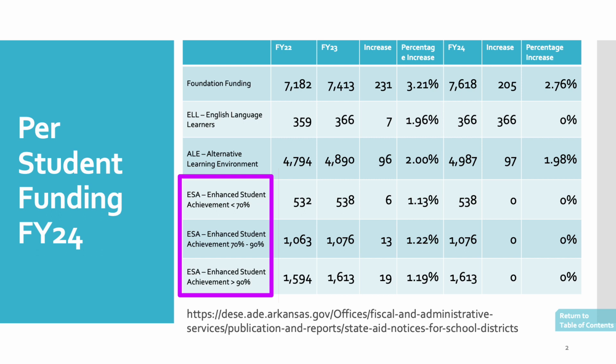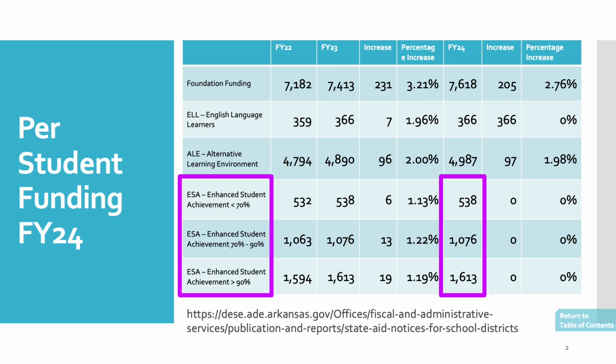So if you are on the lowest percentage of less than 70%, this year you're going to get $538 per student, an additional $538 to your $76.18 at the top. If you are 70 to 90%, then you're going to get $1,076 per student, and if you're above 90%, you're going to get $1,613 per student.